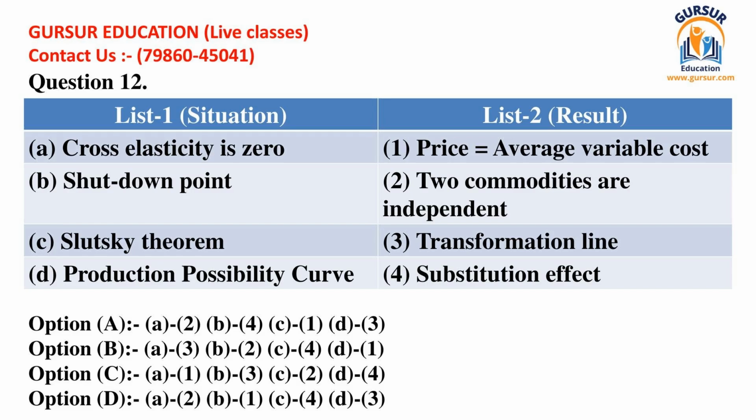1. Price equals average variable cost. 2. Two commodities are independent. 3. Transformation line. 4. Substitution effect. Below are given the options with different matches. You can pause the video and choose the appropriate answer.